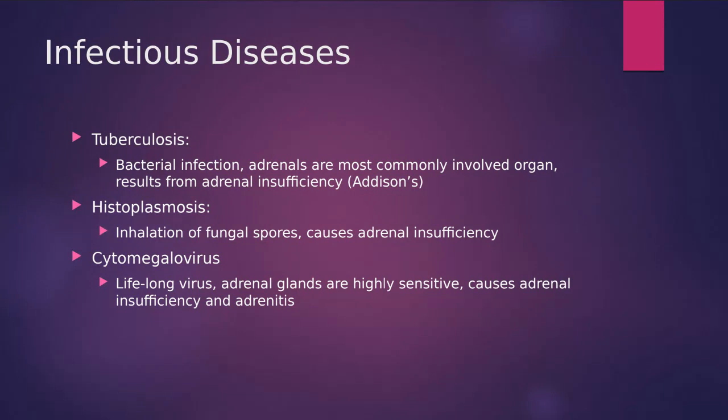And then cytomegalovirus. This is a lifelong virus that you have. The adrenal glands, again, are going to be very sensitive to this type of virus. It's going to cause adrenal insufficiency and inflammation of the adrenal glands, adrenitis. So these infectious diseases, we're going to come back to these quite a bit, especially when we're learning about OB. And again, this is kind of piecing everything together here, right?